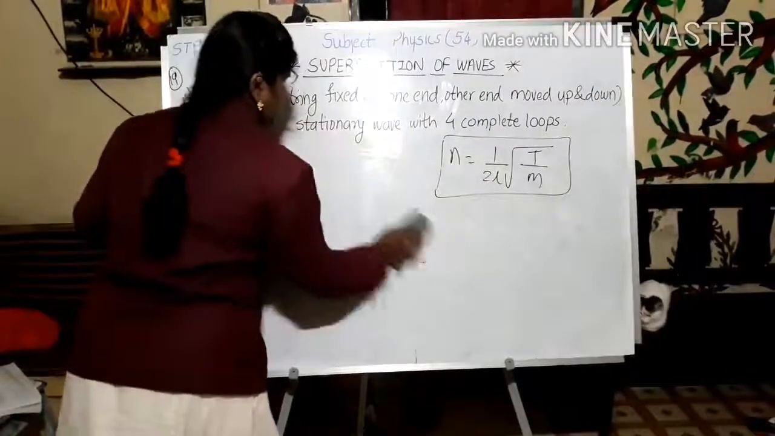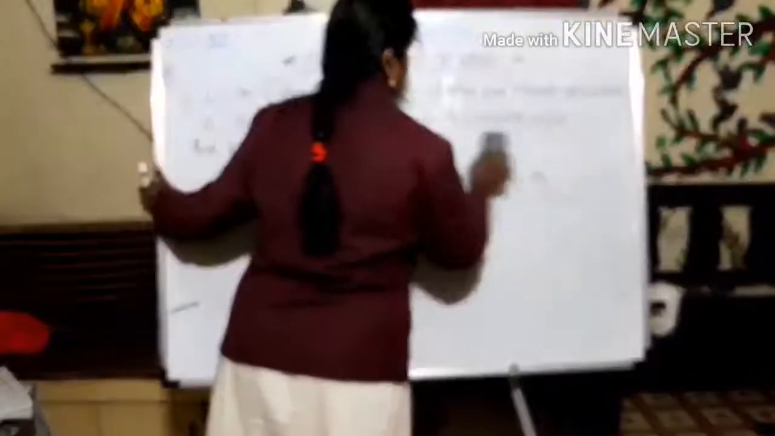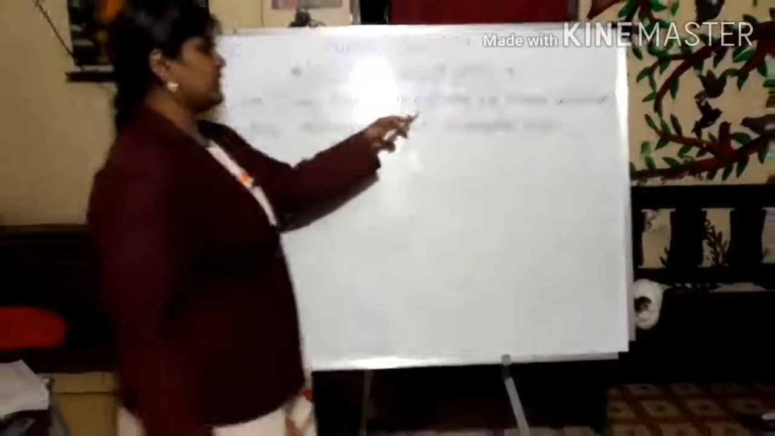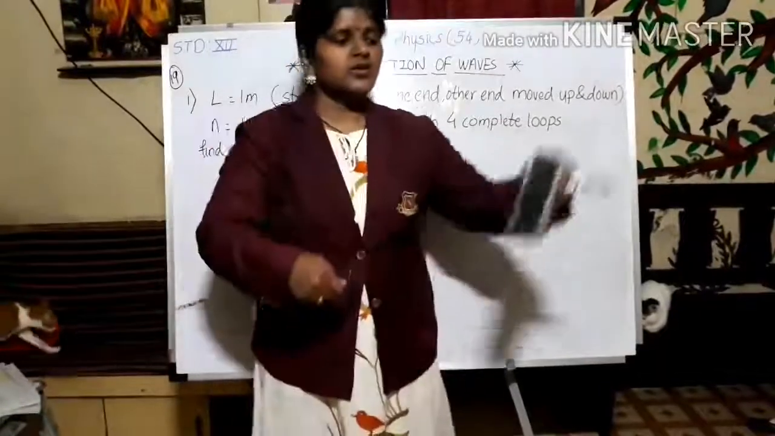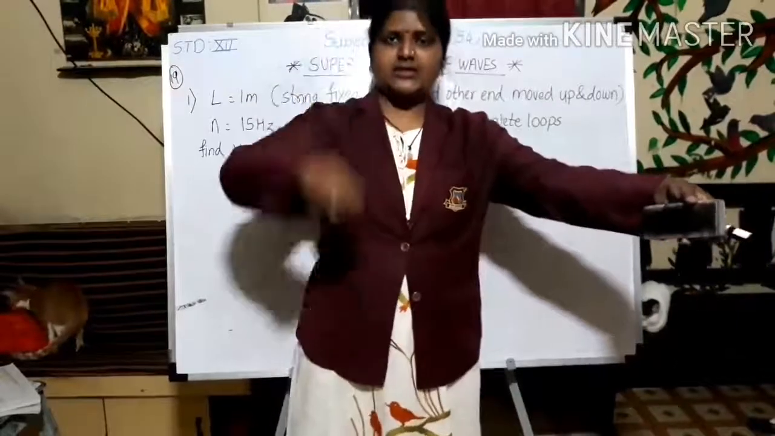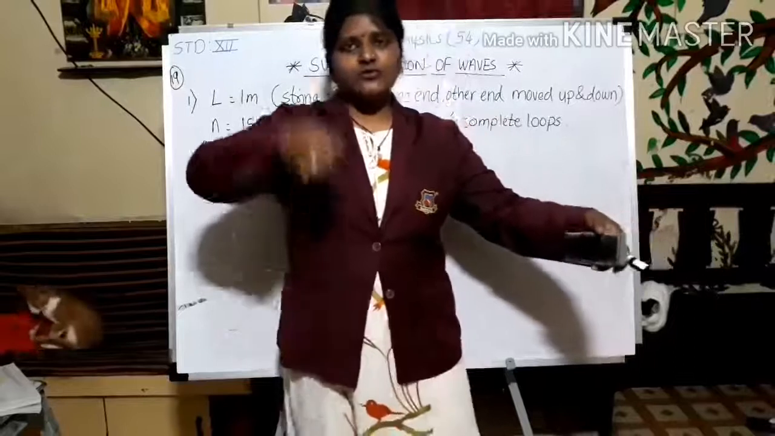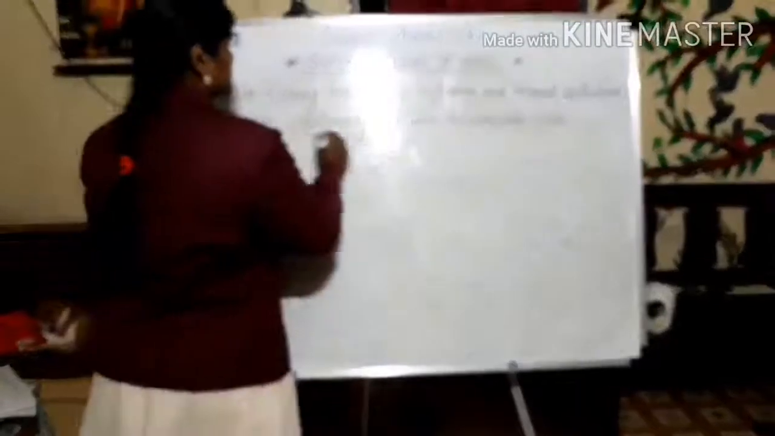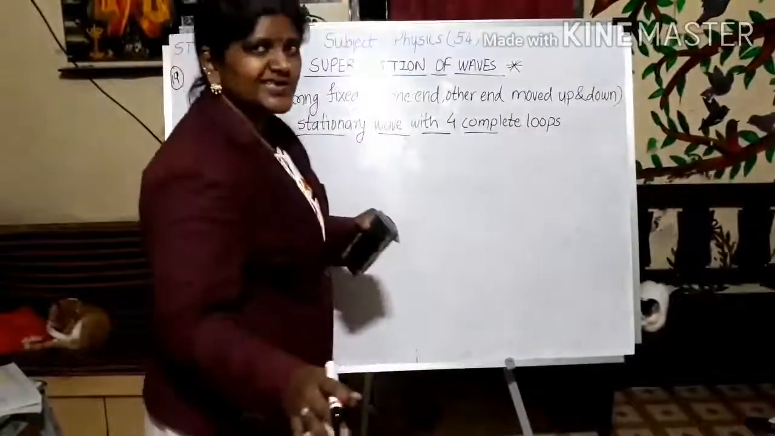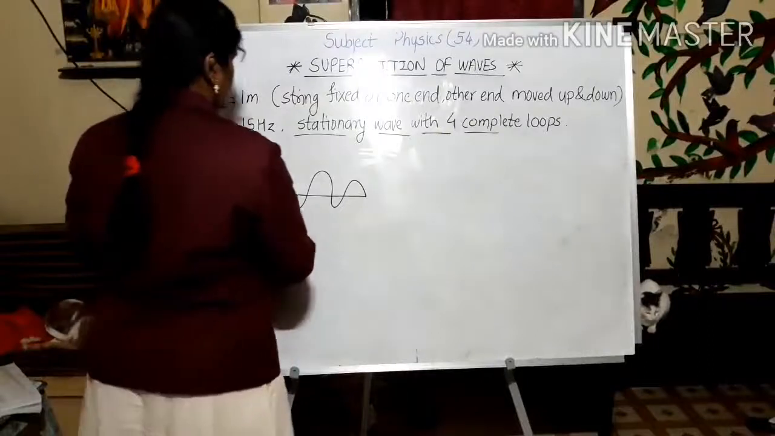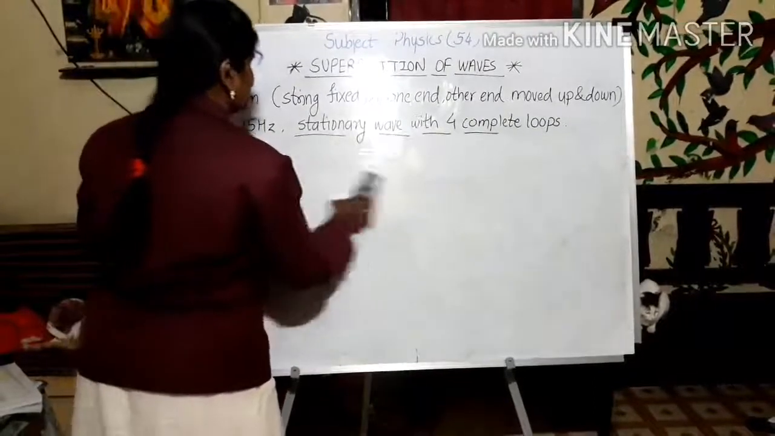The numerical in front of you is based on the string section. What is given? A string is fixed at one end and the other end is moved up and down. The string has length 1 meter. It is attached at one end and the other end is moving like this. While you are moving this, an antinode is created, so a stationary wave with 4 complete loops is created. That means when it is fixed at this end and I am moving this, it will create 4 complete loops.